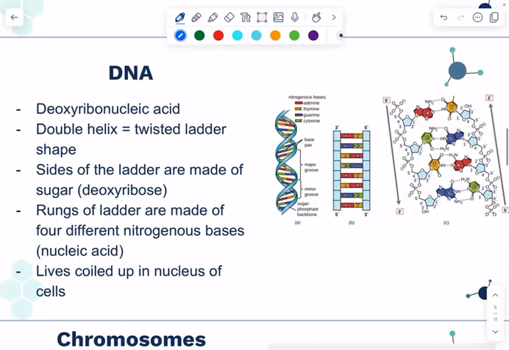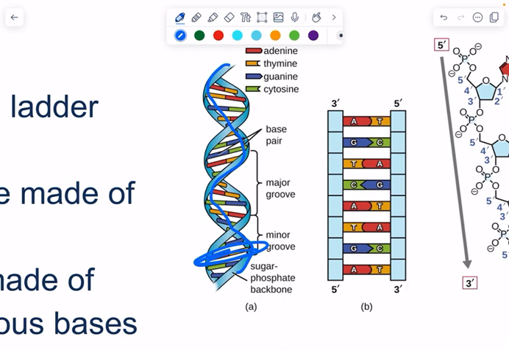So I'm going to do DNA first. DNA stands for deoxyribonucleic acid. It's not that hard to say, I promise. And they call it deoxyribonucleic acid because the sides of the ladder are made of a sugar called deoxyribose, and then the actual rungs of the ladder, the stuff here in the middle, is made of nucleic acid, hence deoxyribonucleic acid.